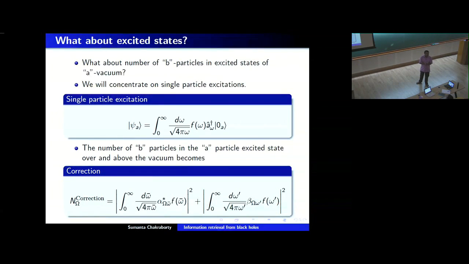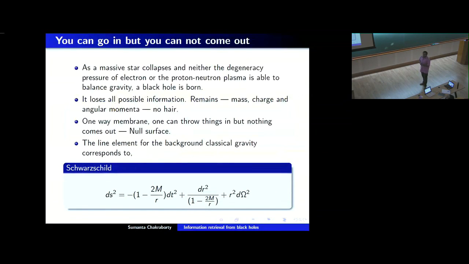Now what about excited states? For excited states, I will only demonstrate it for a single particle excitation. So you have a function f omega. This is a single particle state. If you apply the number operator, this will give you the value 1. And then you can actually show that this gives a correction to the previous result. Earlier I had mod beta_k squared, but due to this additional one-particle state, you will have a correction, which also depends on alpha, beta, the Bogoliubov coefficients, and this function f. So if you know f, alpha and beta, you know the particular correction. This will be quite useful when I talk about the information paradox. Now let us come to the case of black holes.